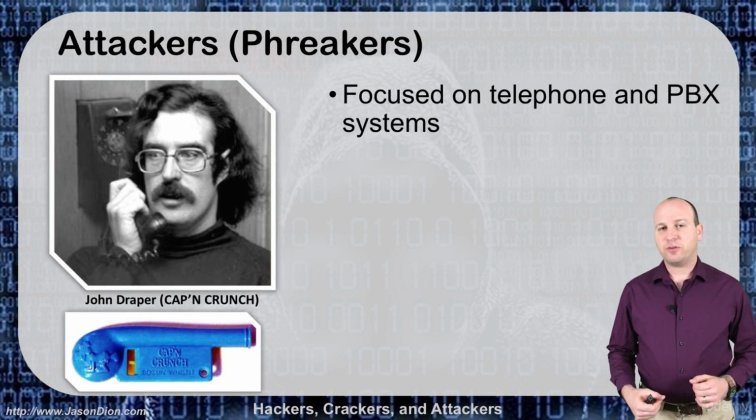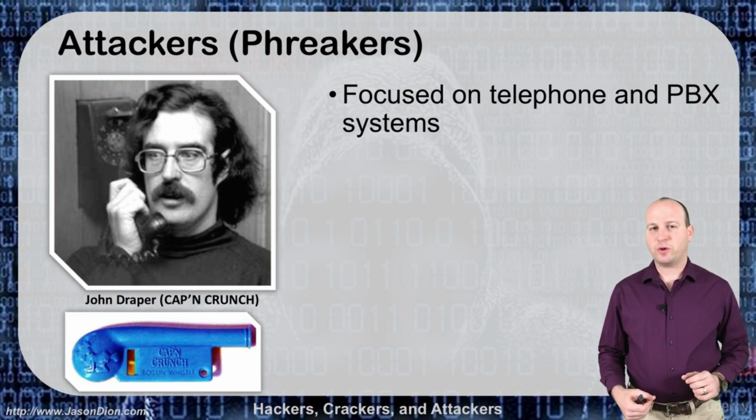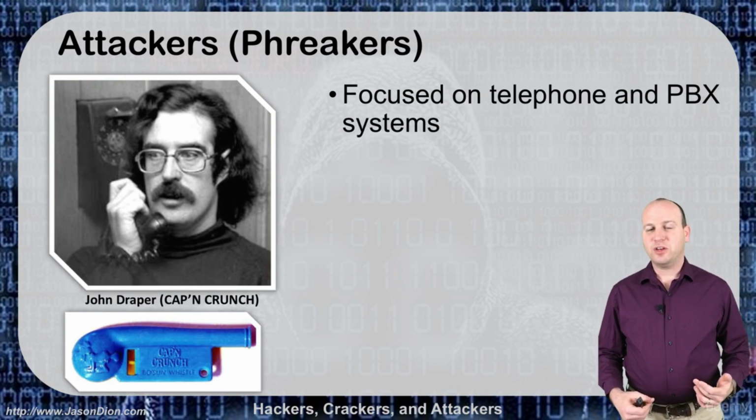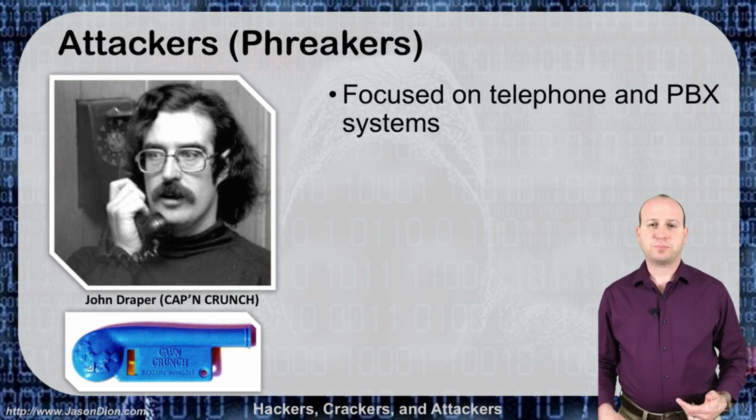Well, this gentleman found a whistle in the Captain Crunch cereal box that made the right frequency, which is 2600 hertz, and if he blew it, it would give you free long distance. So again, it's just learning that system and being able to figure out what those security bugs are. In this case, they're doing it for malicious reasons because they want to get free long distance. But that's what a phreaker is. They're all about telephones and PBX systems.